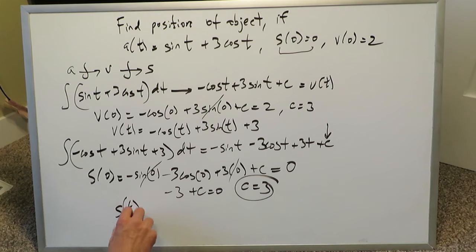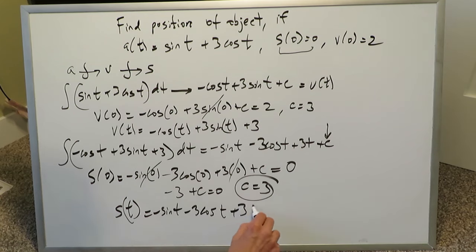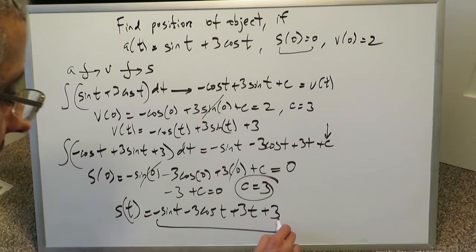The position function for that moving object given the data we had is this: minus sine t minus 3 cosine t plus 3t plus 3. And here is my answer, and it should be good.